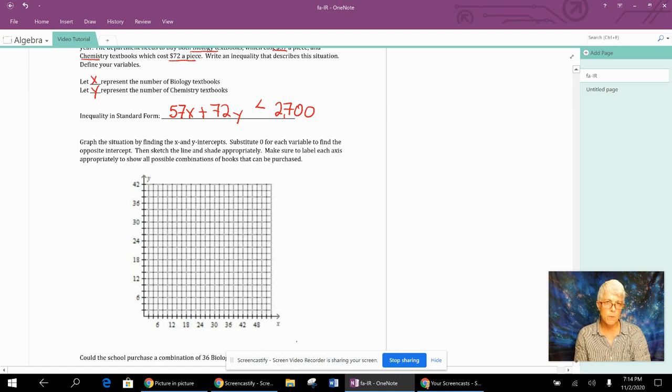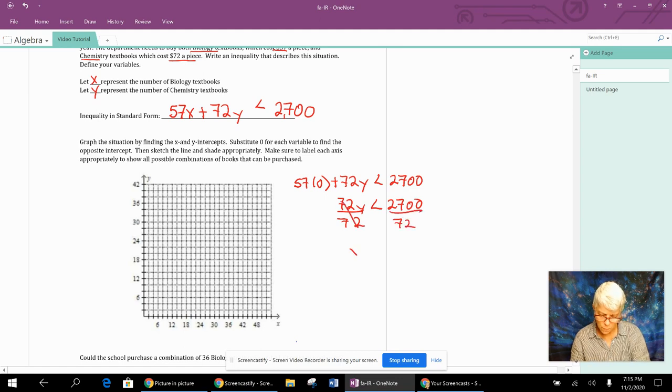So what I'm going to do is find my X and Y intercepts. First off, I'm going to use the same equation and zero out X. So now it's just 72Y. To solve for Y, I need to divide by 72. And it's not a pretty number. If you put it into your calculator, it's like 37.5. So let's just say 37 because I can't buy half of a textbook.